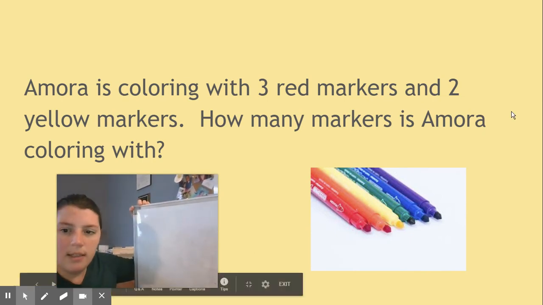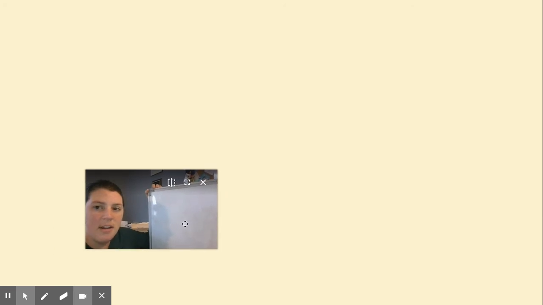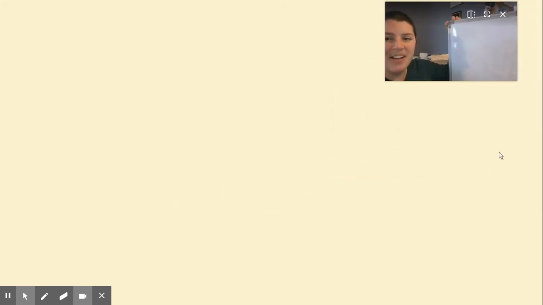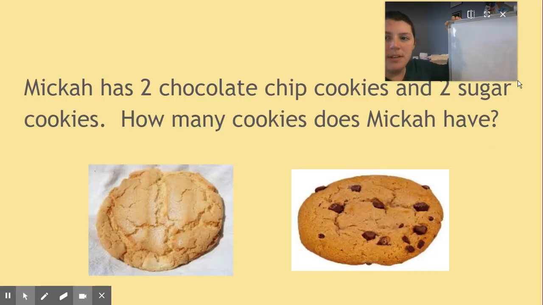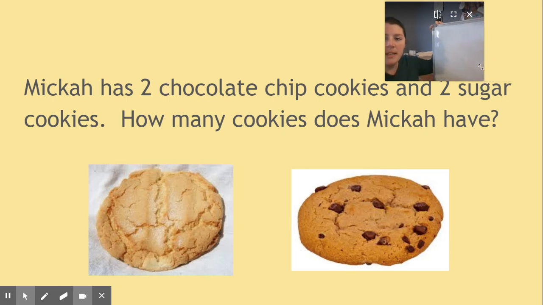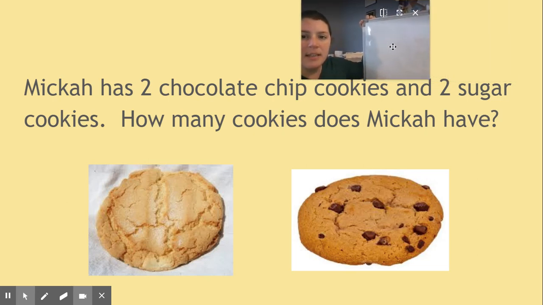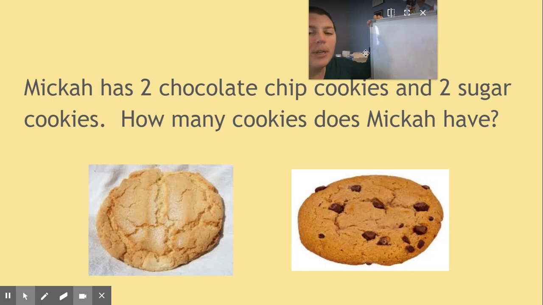Okay, let's see. This time, I think I need to move my camera. I'm going to come up here. All right, so here's our next problem. It says Micah has 2 chocolate chip cookies and 2 sugar cookies. How many cookies does Micah have?